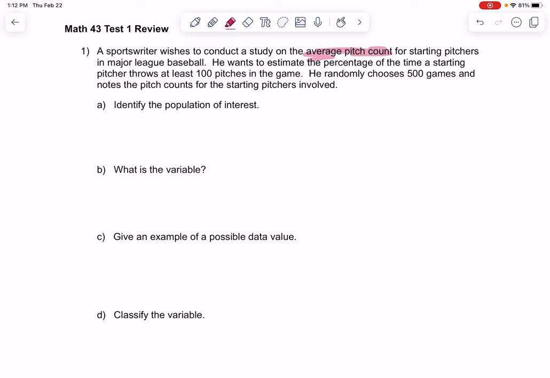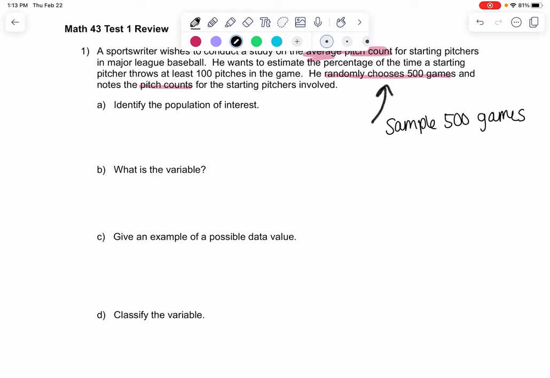He randomly chooses 500 games. That sounds important. And notes the pitch counts of each of the starting pitchers. So the population is like a bigger group than the sample. For me, I noticed that the sample is the 500 games. So then the population is the bigger group. If 500 games are the sample, then more games are the population. So this would be all Major League Baseball games.